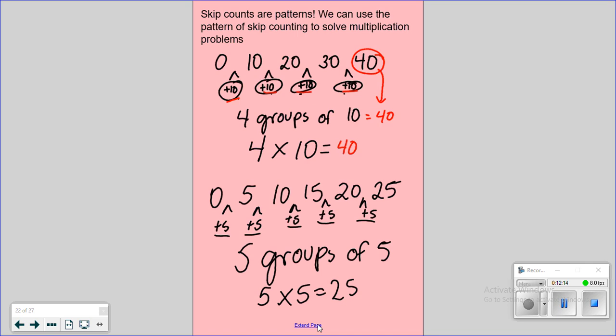You gonna try it with 2s? What is 5 groups of 2? Is it 12 or is it 10? 10. Let's do it together. Ready? 2, 4, 6, 8, 10. 5 groups of 2 skip counts. Pretty cool, huh?